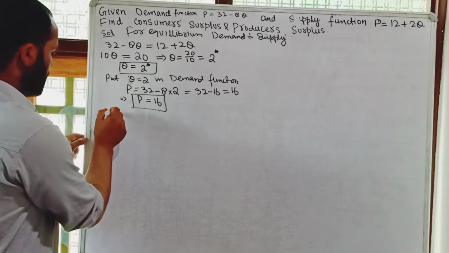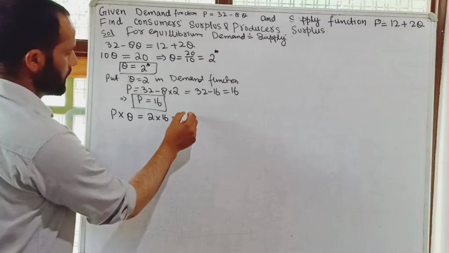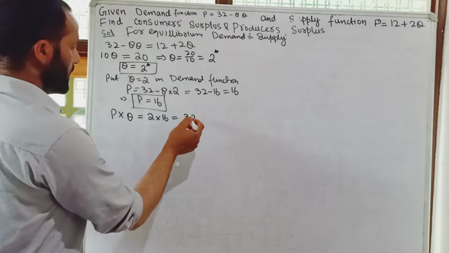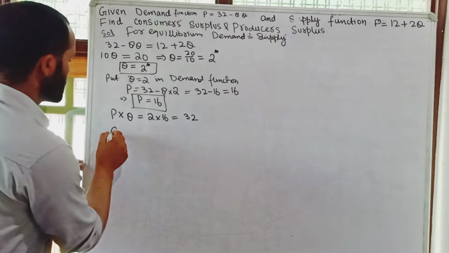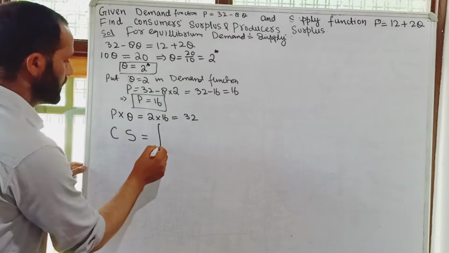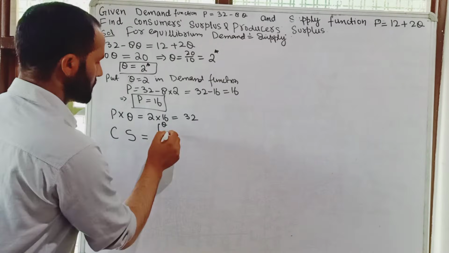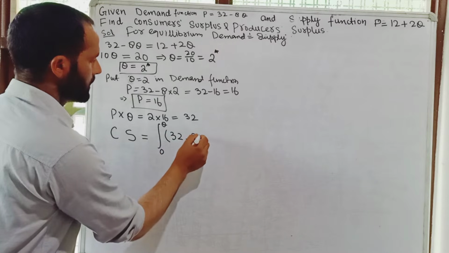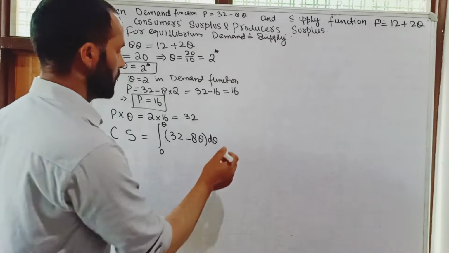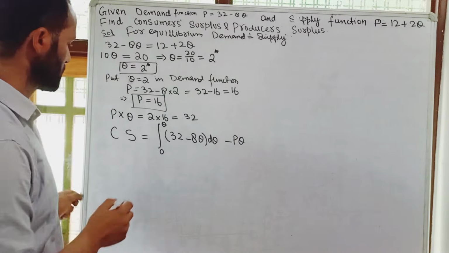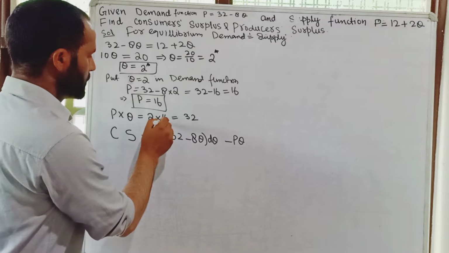Therefore, P into Q is equal to 2 into 16, that is equal to 32. So the total expenditure is 32. Now we will find the consumer's surplus. Consumer's surplus is equal to the definite integral from 0 to the equilibrium quantity, integrating the demand function with respect to quantity. That is, the demand function 32 minus 8Q dQ, and subtracting from it the total expenditure, that is PQ. Now, since the equilibrium quantity is 2, I will write 2 in place of Q as the upper limit.